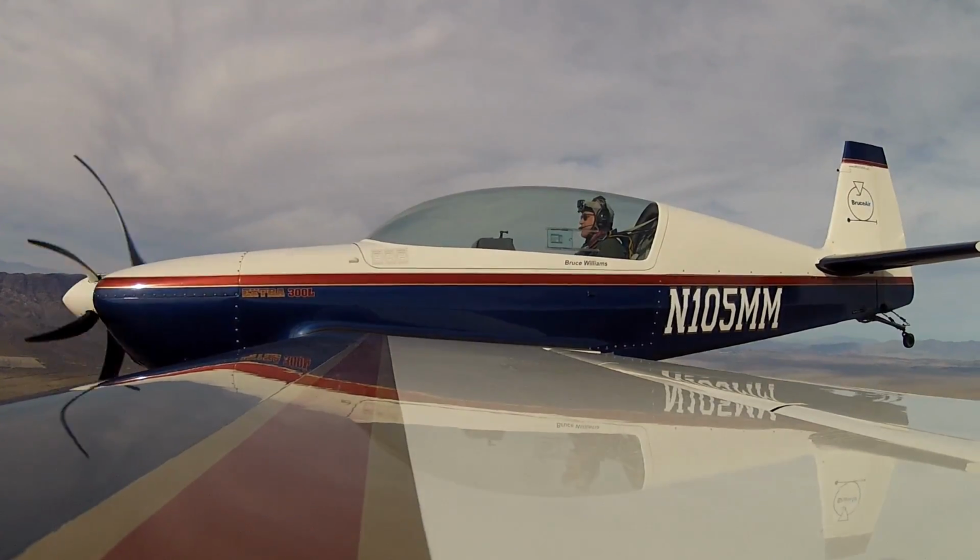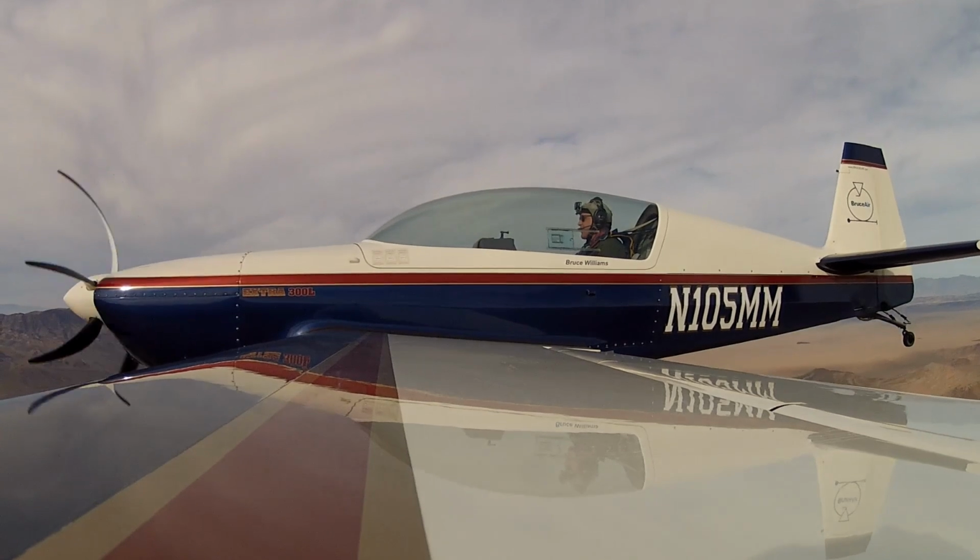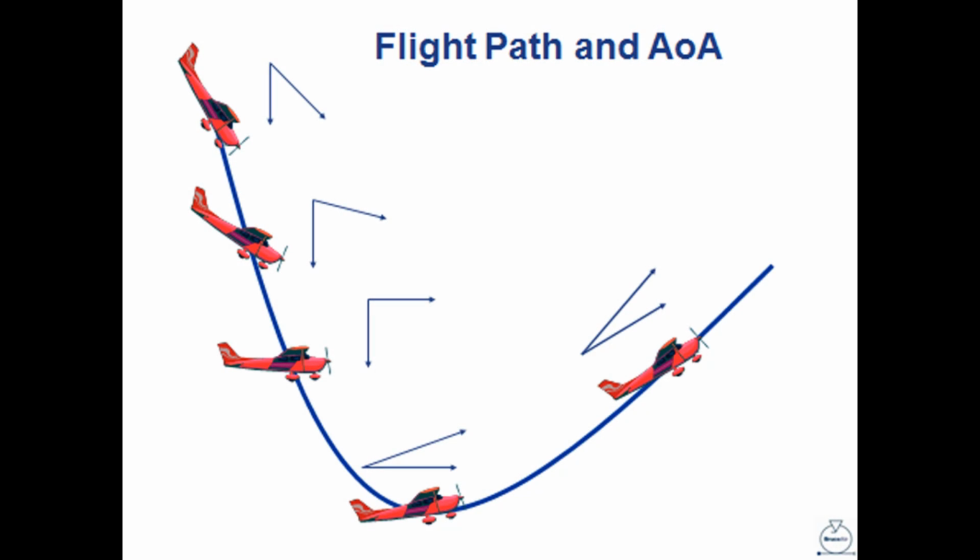But you have to pull a lot of G, about 5 G's to get it to stall, coming down accelerating. But you can see what happens. All we have to do is change the aircraft's attitude faster than its flight path, and we get a high angle of attack even though we're heading downhill.